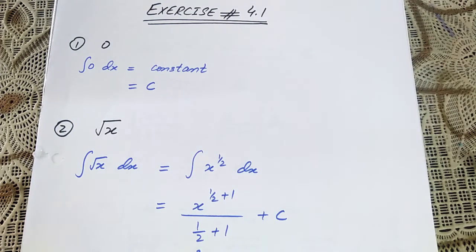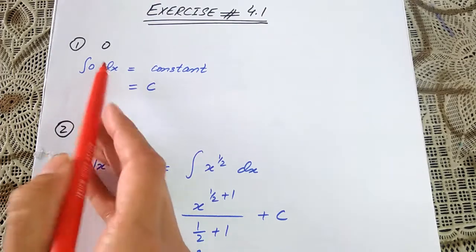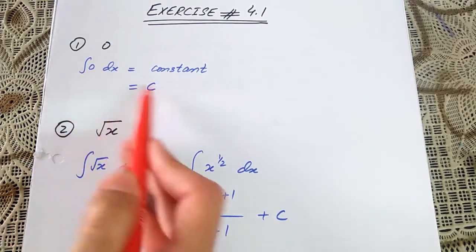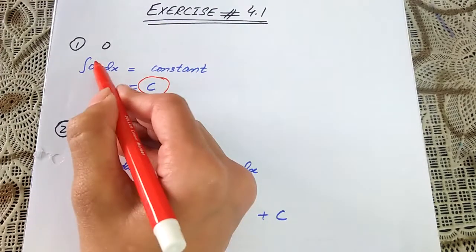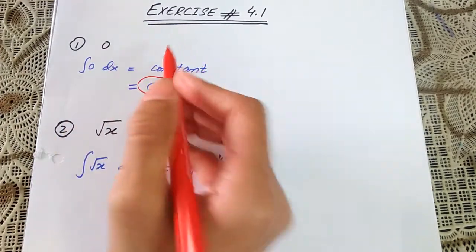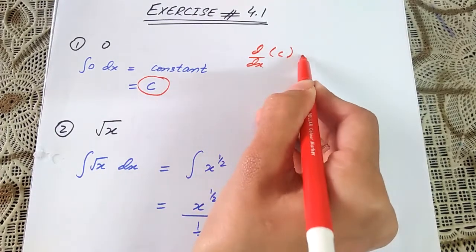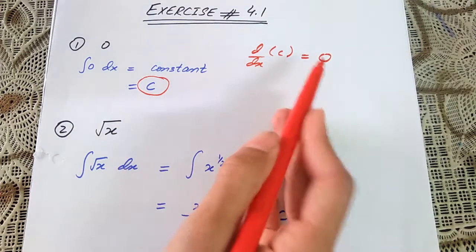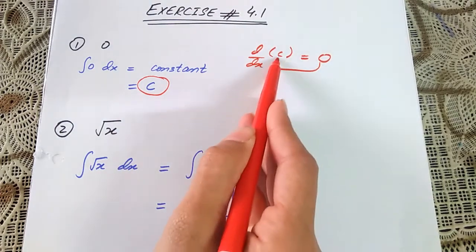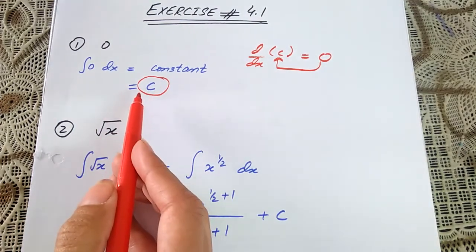The first function that is given is 0. We have to integrate this 0. When we integrate some 0 function, we always get a constant, because we know very well integration and derivation are opposite to each other. So whenever we take a derivative of some constant function, we always get 0 in answer. And if we integrate 0, we will get back this constant. So the integration of 0 is always constant.